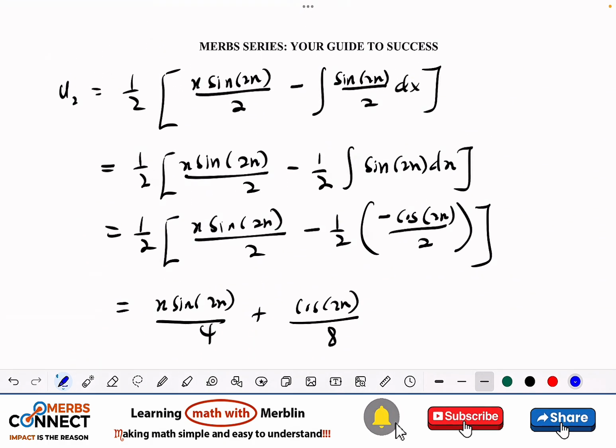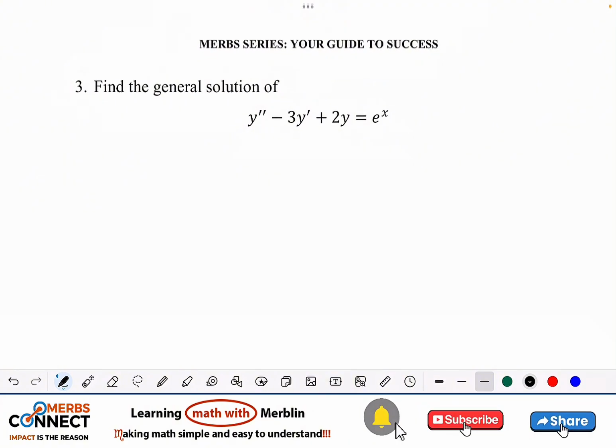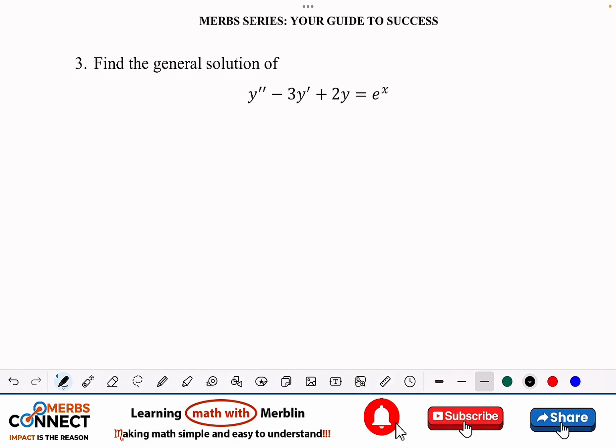So you see that with variation of parameters, the integration matters a lot. So you should be able to go through your integration very well, right? Some of the integrals you cannot do, so you can just leave them in integral form. So we have the last two questions to go. So now let's look at this one and see what we can get from here.